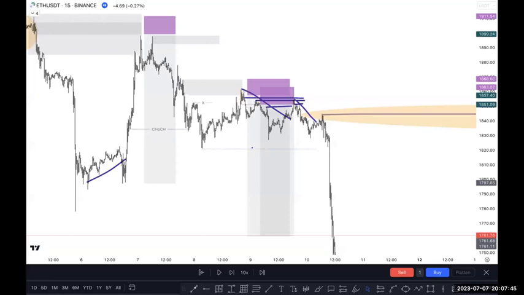No, sir, this is not a police. We are the CHoCH. So bearish structure as we marked.